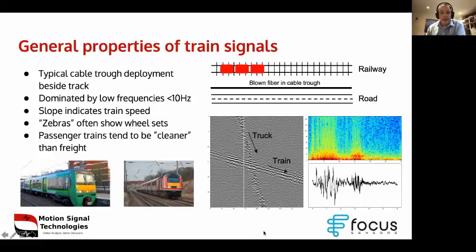And one of the things you notice about the train straight away is that your slope indicates speed, just like for the cars, but you also have these stripes that are pretty typical on trains. And we've been calling these zebras because, well, they're stripy. And they're typically very clean type signals, and often the peaks and troughs in these are indicative of the individual wheel sets on the train.